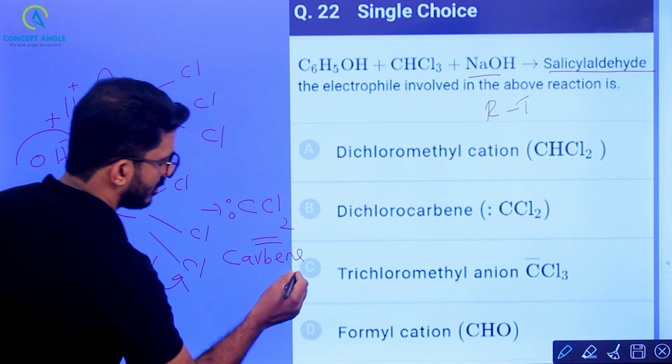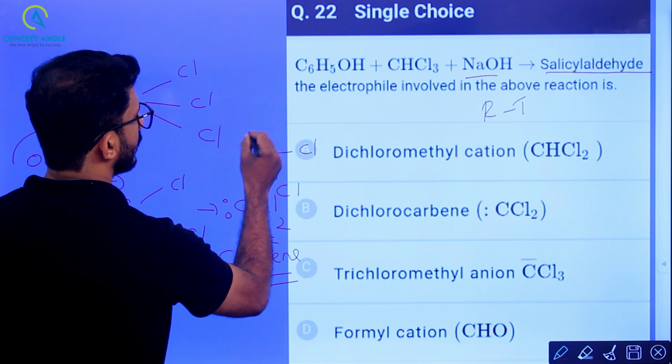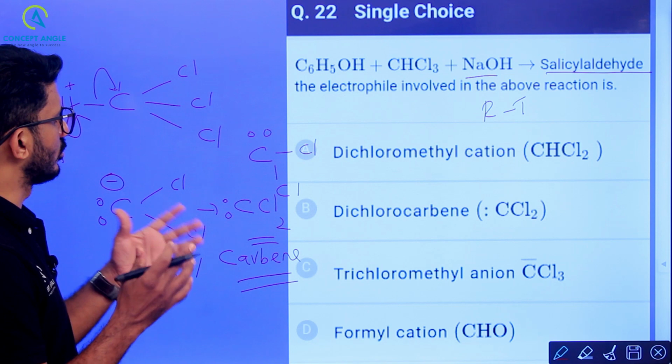This dichlorocarbene, you just count the electrons. C is bonded to one Cl, that is bonded to another Cl, and there are two electrons. It is actually electron precise. This is not a lone pair. This is not a lone pair. This is not an electron rich molecule. The electron richness is not there.